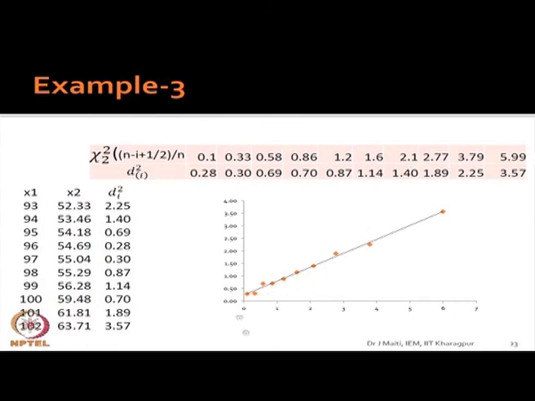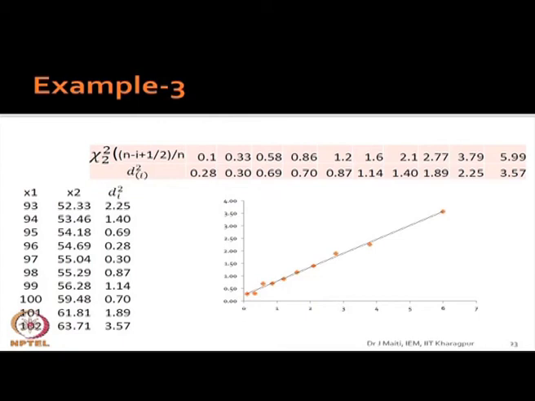Then what we have done here? We have the chi-square value on the y axis and the x axis, and when you plot these two, you will get this type of straight line. Getting me? So, clear?